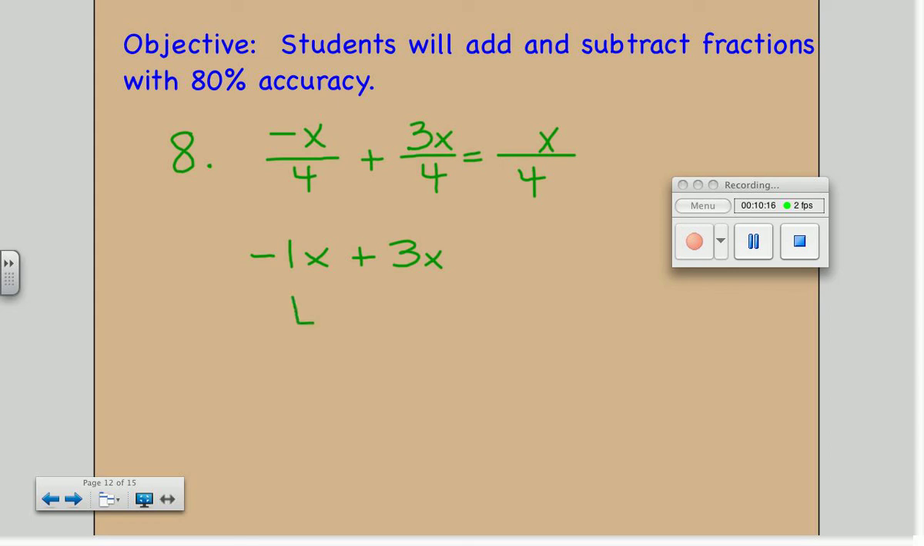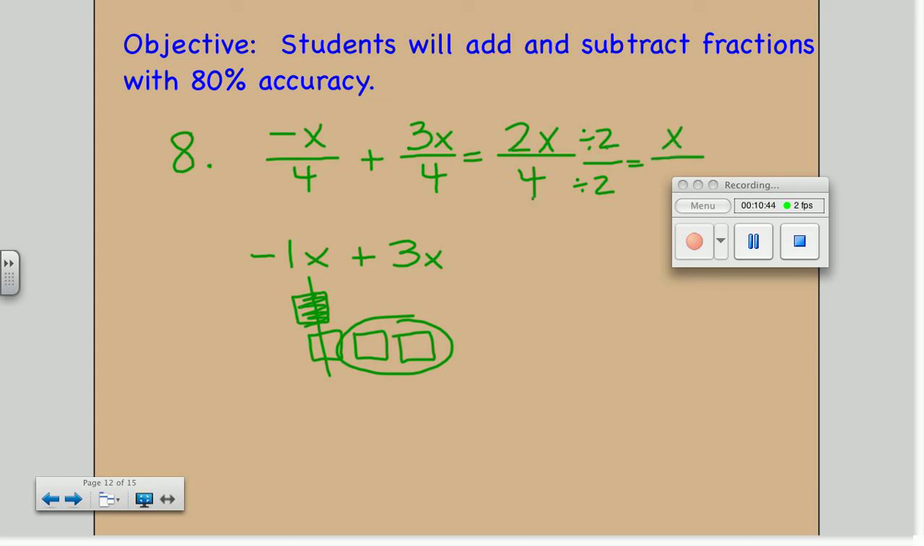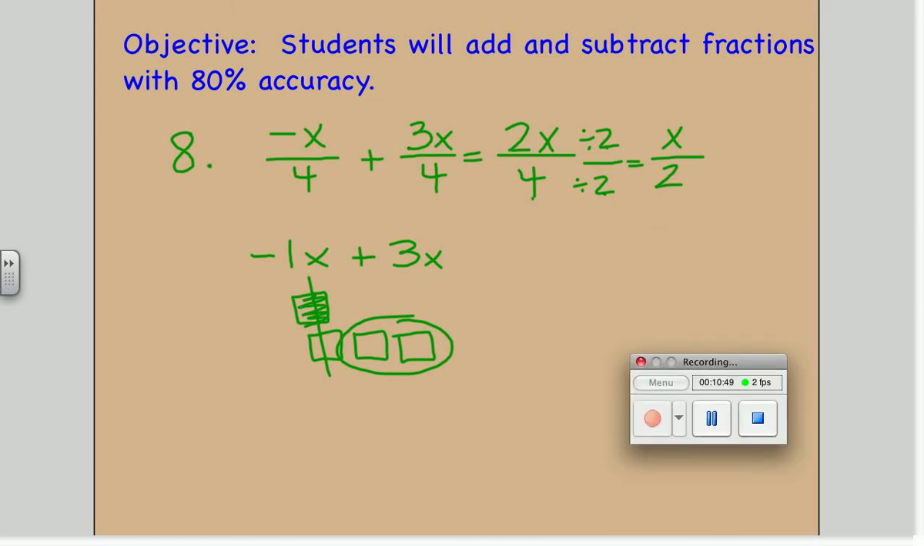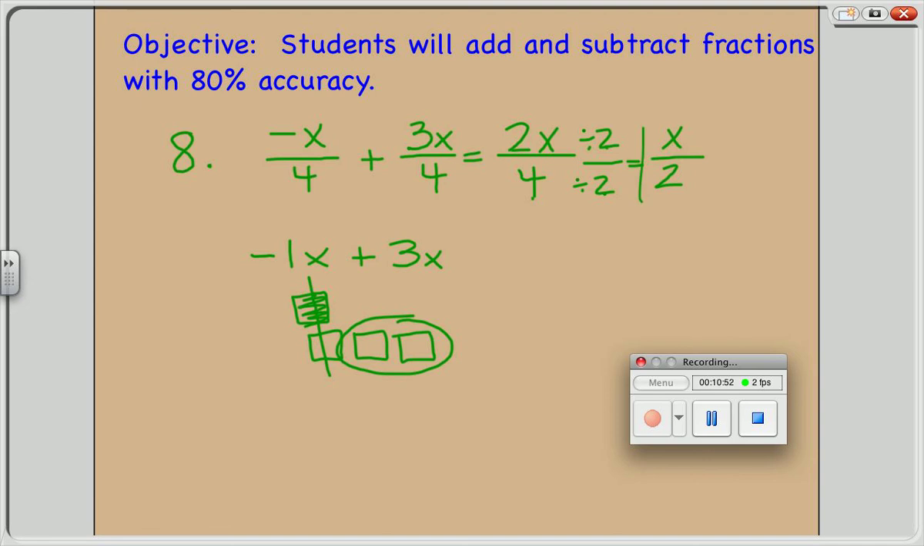Negative 1 and 3 positive. Make your 0 pairs. What's left? 2 positive. Okay? I can divide 2 and 4 both by 2. So let's reduce. 2 divided by 2 is 1. Well, 1x is the same as just x. And 4 divided by 2 is 2. So I have x over 2 is my answer.